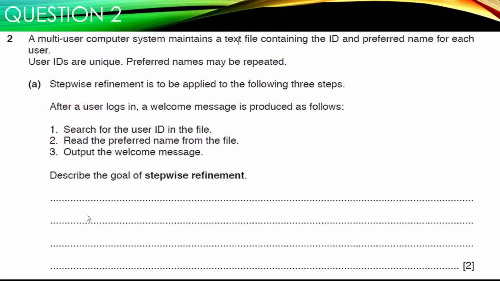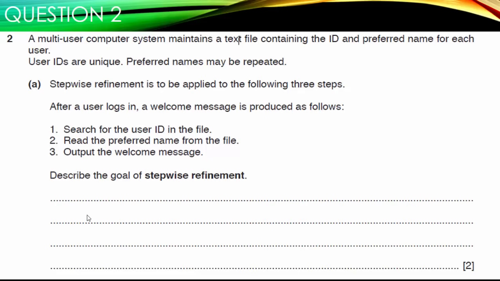All right, number 2. So we're done with question 1. Now moving on to number 2. A multi-user computer system maintains a text file containing the ID and preferred name for each user. User IDs are unique. So they're using some primary keys here. Preferred names may be repeated. Stepwise refinement is to be applied to the following 3 steps.